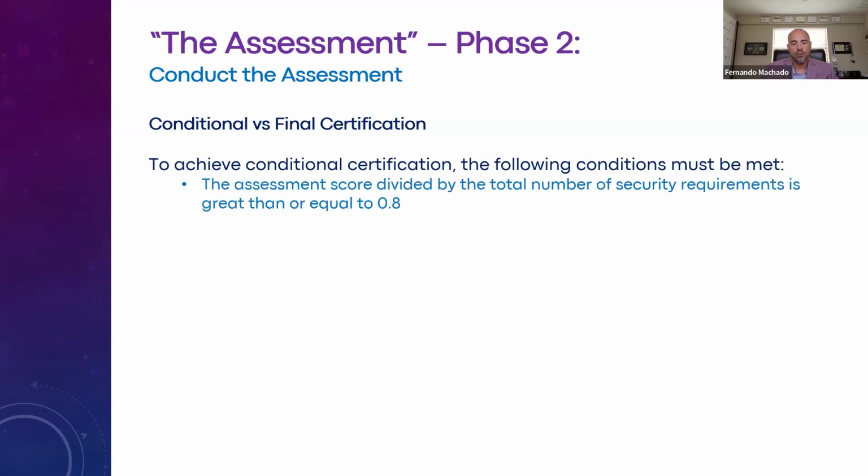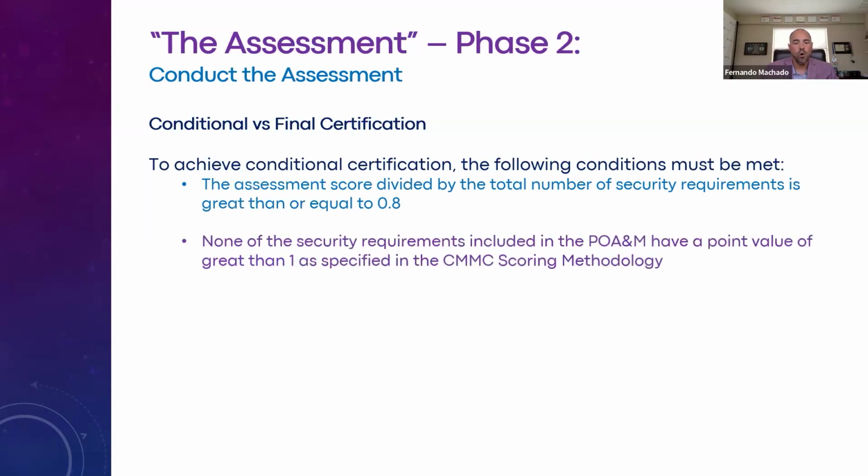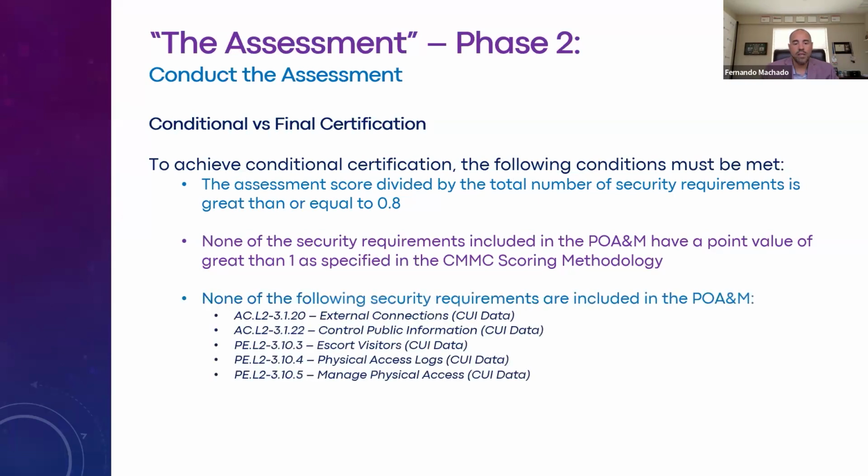So one, your assessment has to be at least 80% or higher. Two, no 3 or 5 valued controls can be POAM'd. And lastly, three, none of these subset controls here can also be POAM'd. So if you meet all of these criteria here, you will achieve conditional certification.